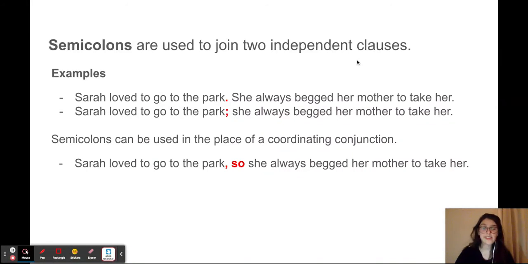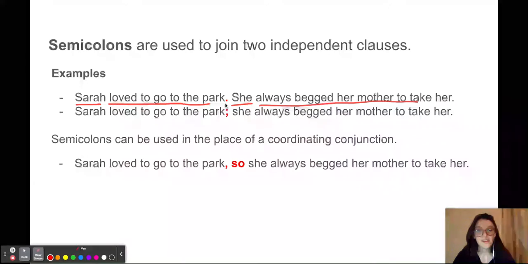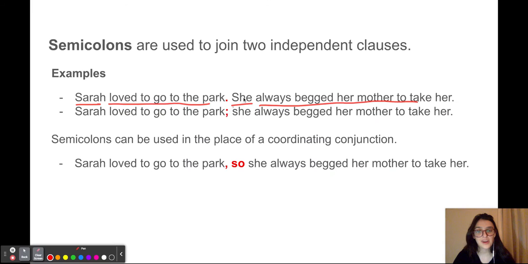We know that independent clauses have a subject, a predicate, and a complete thought. And we see that here in our example sentences. So, Sarah loved to go to the park. She always begged her mother to take her. Here we have two independent clauses. So we have subject, predicate. This is a complete thought. Subject, predicate. This is a complete thought. And when we put a period here, this is perfectly grammatically correct. This works totally fine. But if we want to have a slightly smoother transition, we can insert a semicolon in the place of a period, make the S lowercase here, and we will still have a grammatically correct sentence.